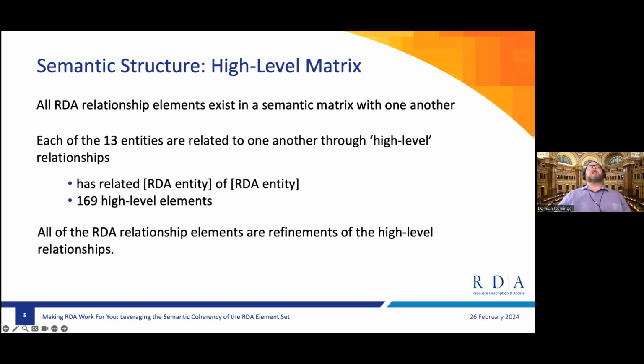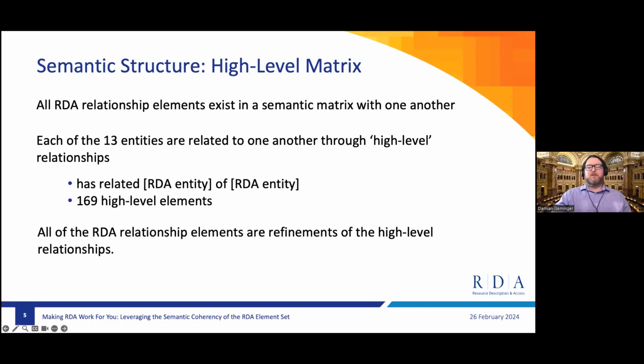So the way we relate all of these entities to one another using the elements is that we use what's called a high-level matrix. So all of the RDA relationship elements exist in a semantic matrix with one another. For each of the 13 entities, they are related to one another through high-level relationships. That is in the form of has related RDA entity of RDA entity. So if you take 13 and multiply it by itself, that means you have 169 high-level elements. So then all of the RDA relationships are refinements of those high-level relationships.